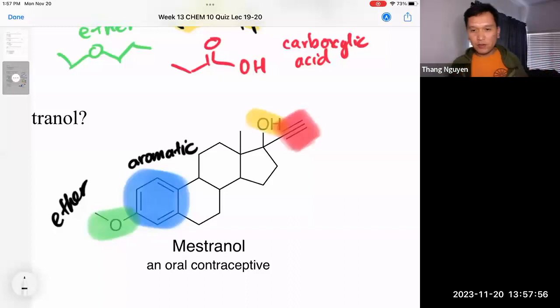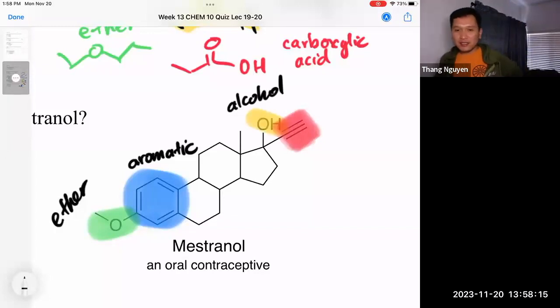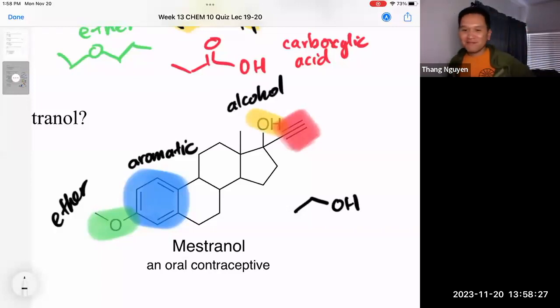That's a straightforward one. What do you think the yellow one is? Something you drink? Maybe? Yes, that's alcohol. It's called alcohol because one of the simplest alcohols out there is this alcohol. Does anyone know what this alcohol is? This is the actual alcohol molecule that you drink when you consume beer or wine or whatnot. That's the molecule.